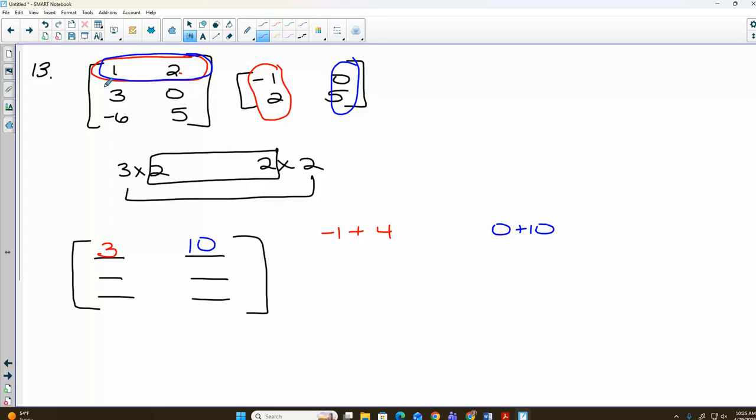So now we are on to the second row. So I'm using this one to get everything. So the first row times the first column. 3 times negative 1 is negative 3. 0 times 2 is 0. Negative 3 plus 0 is negative 3. Next one, 3 times 0 is 0. 0 times 5 is 0. So that row gives me a 0.